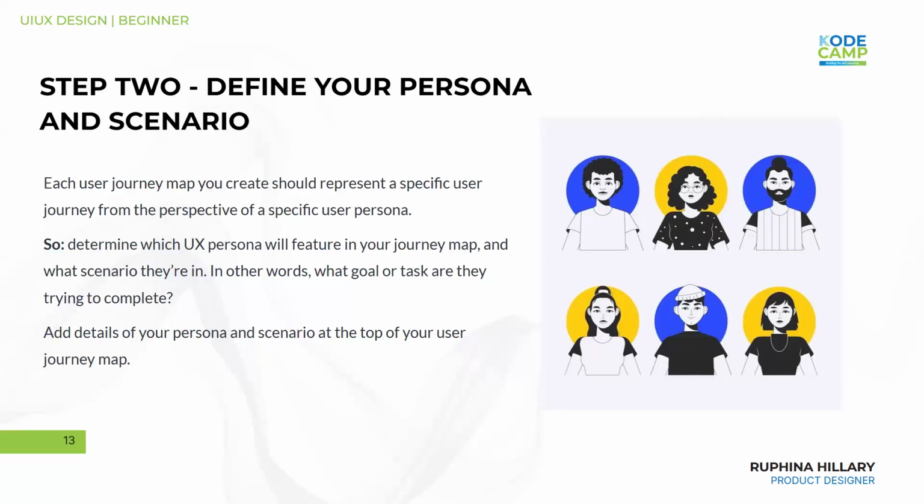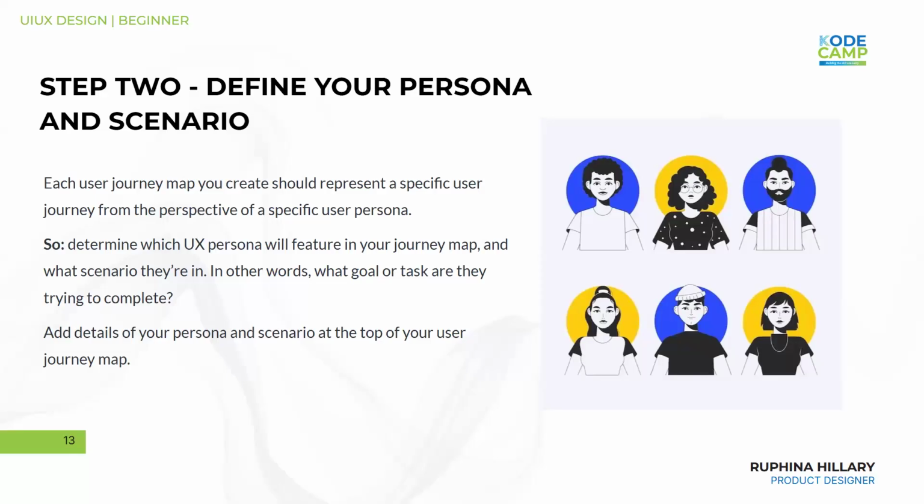So first of all, you're going to define your persona and the scenario that you are creating a journey map for. Scenario here is the journey. Remember, it's user journey map. So use the persona and the journey, the scenario. What journey are you actually describing, or actually mapping? So in step two, you determine what goal, what task your user persona is trying to complete. It could be their ultimate goal. It could also be tiny little goals or tiny little tasks.